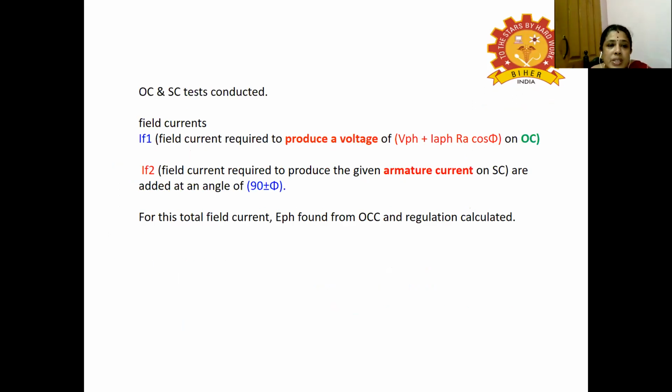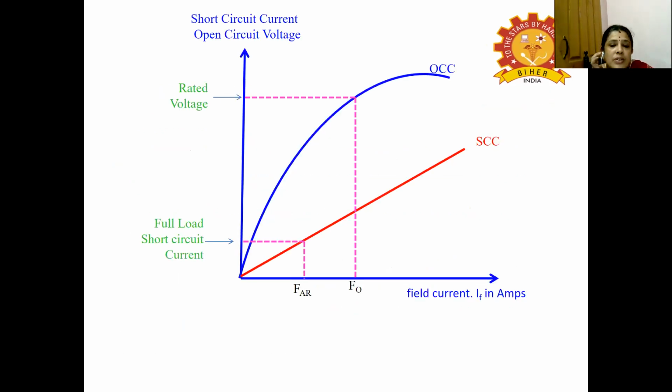So the OCC and SC tests are connected as well. From that we have IF1 as the field current to produce the voltage VPH plus IA RA cos phi. IF2 is the field current required to produce the given armature current on short circuit, and it will be added at an angle of 90 plus or minus phi. For the total field current, EPH is found from the OCC and the regulation is calculated. So from this you will get your IF1 and IF2. Here the armature reaction is taken into consideration, so this is called the optimistic method.